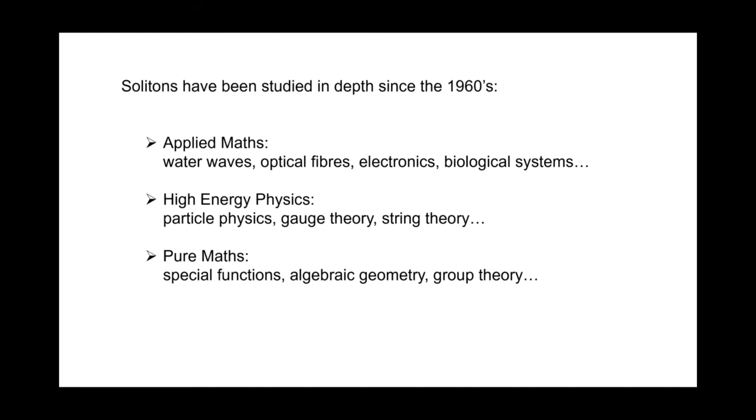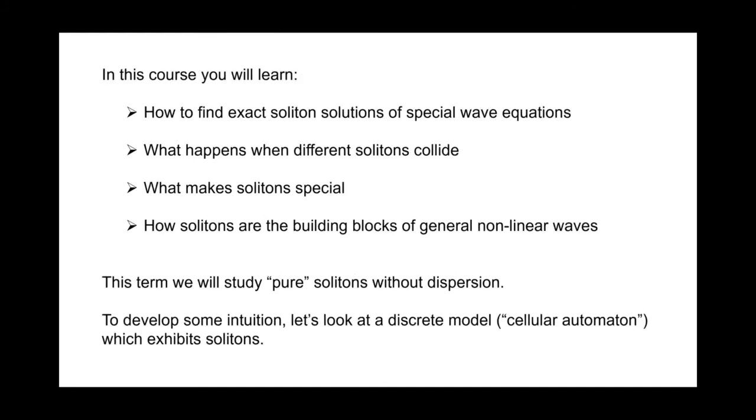We won't have time really to study all these applications, but what you will learn in this course are a few interesting bits. So first, in this term, you'll learn how to find the exact soliton solutions of special wave equations. And you'll also learn what happens when different solitons collide. So what we'll do from now on is to study solitons analytically with pen and paper. So occasionally I will show animations of time evolution, but if you don't like numerics, rest assured that we'll derive all our results with pen and paper. So then you will learn what are the key properties that make this soliton so special.